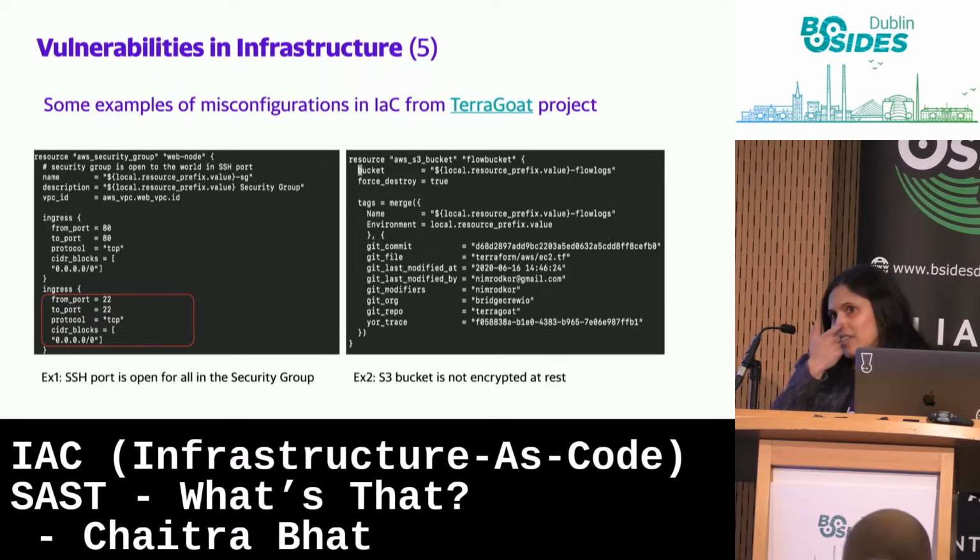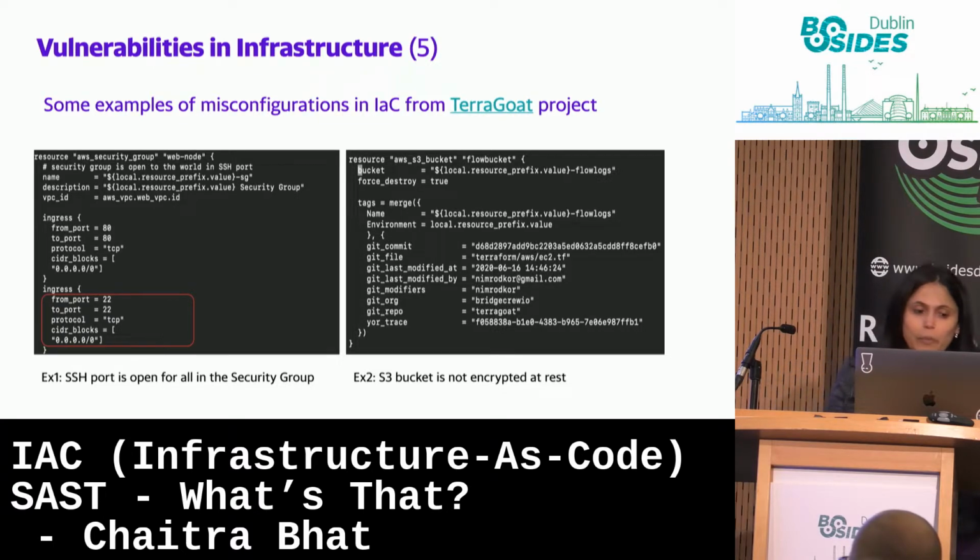The TerraGoat project is a very interesting collection of files. They have a collection of vulnerable infrastructure as code files. So it's a great tool to use when you are selecting an IAC SAST tool for your organization. Say you want to evaluate or benchmark a tool, then I would say go check this out. So let's go through these examples.